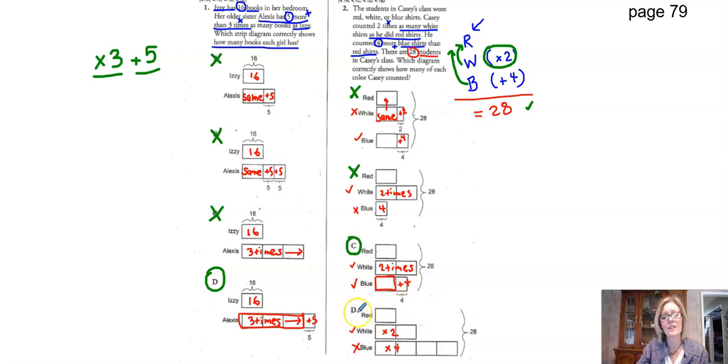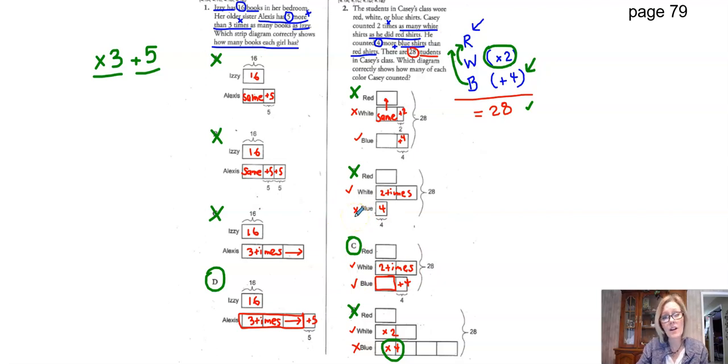Let's go ahead and check the D answer. Red and then 2 times as much as red, but this is 4 of those red boxes stacked together. So blue is wrong on this one because blue is only 4 more, which means plus 4. So we found our answer.